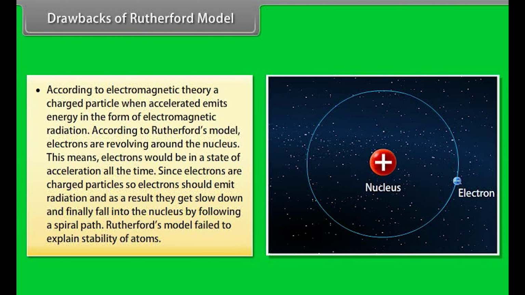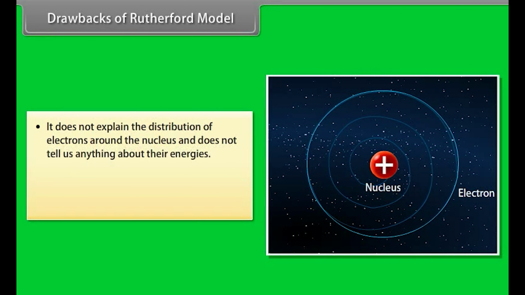Drawbacks of Rutherford model. Number 1. According to electromagnetic theory, a charged particle when accelerated emits energy in the form of electromagnetic radiation. According to Rutherford's model, electrons are revolving around the nucleus. This means electrons would be in a state of acceleration all the time. Since electrons are charged particles, they should emit radiation and as a result, they get slowed down and finally fall into the nucleus by following a spiral path. Rutherford's model failed to explain the stability of atoms.